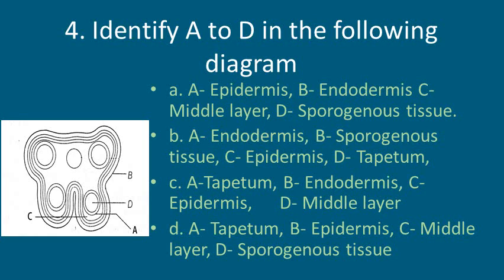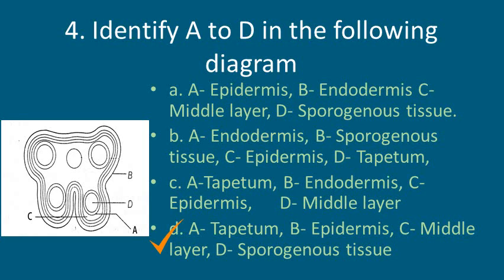Okay, the next one in the figure is marked as A. So A is actually the tapetum, and tapetum is present in option C and option D. But in option C, D is not the sporogenous tissue. D is written as middle layer. Clearly it is wrong.